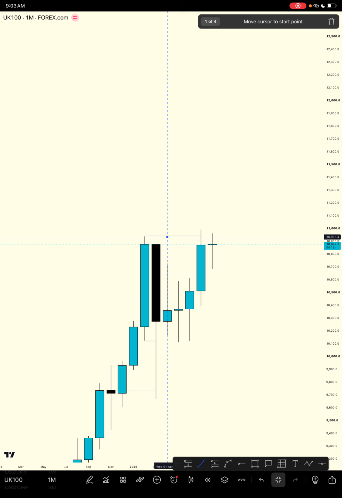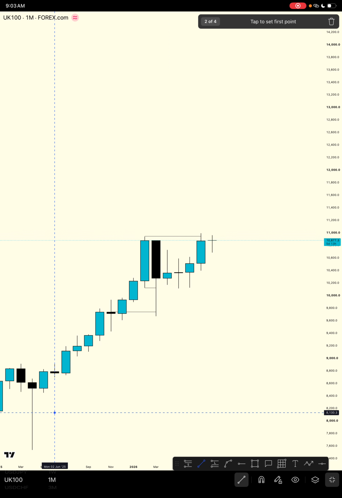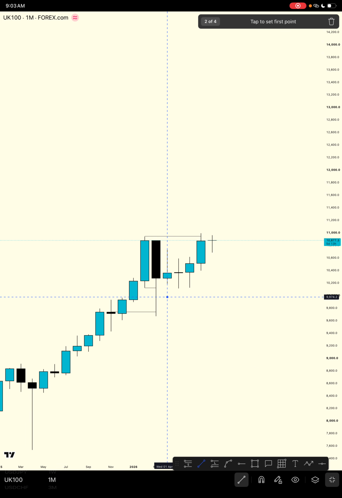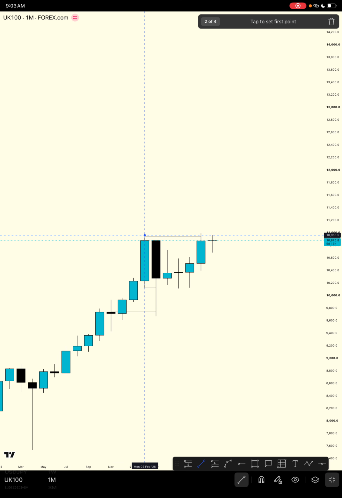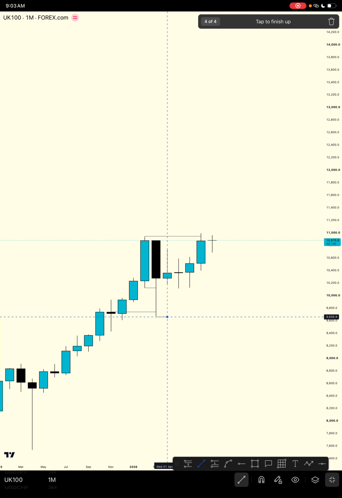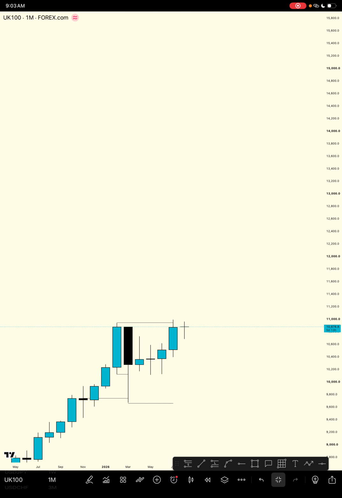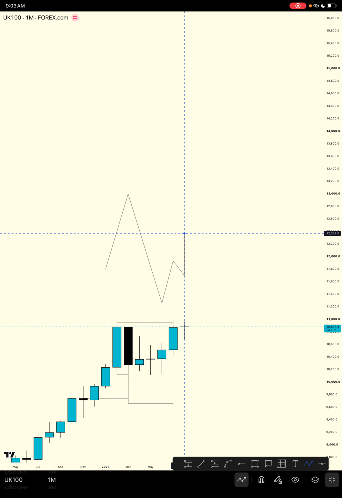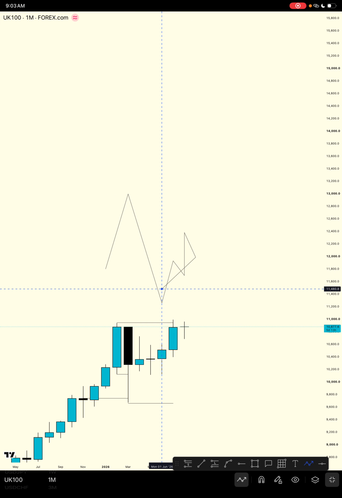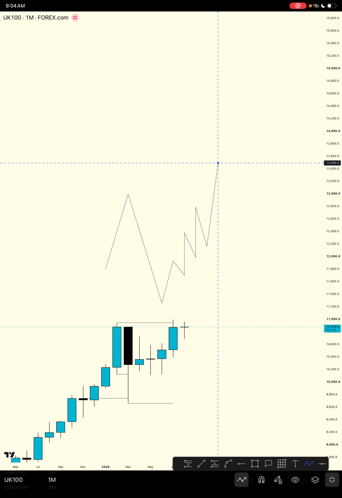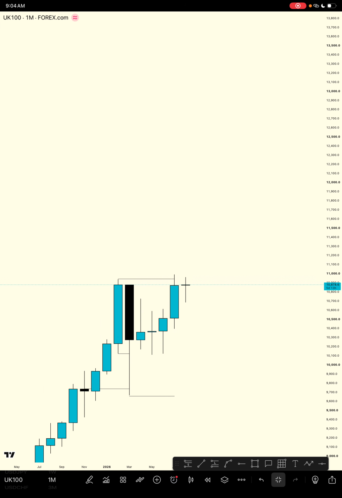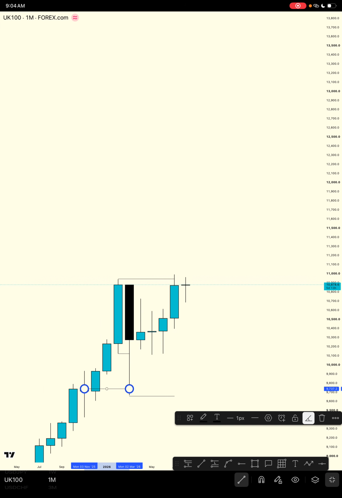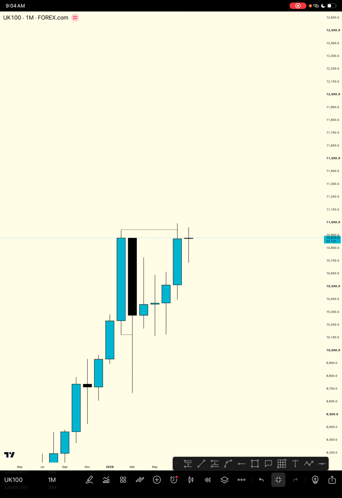So my focus is no longer what happened here. I'm not focused on this range, this high and this low here. Just like I said, I'll be focusing on what happened inside of this high and low. So with that in mind, I'll delete this to make my chart clean.